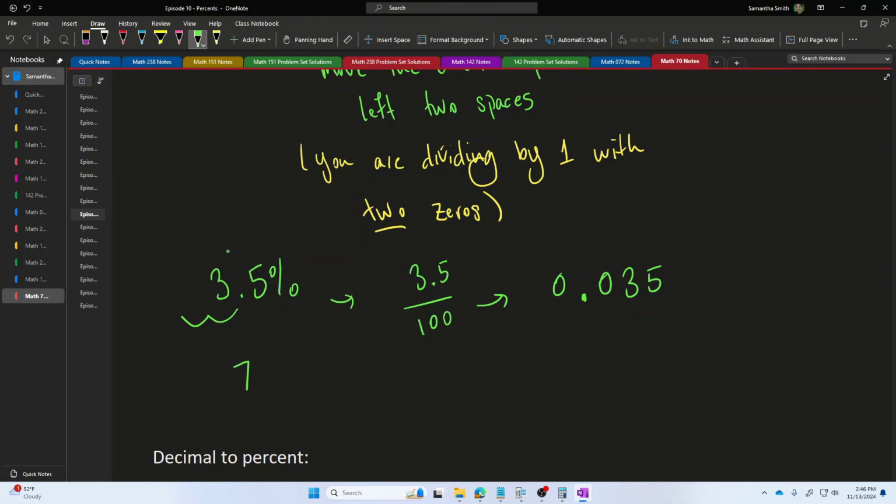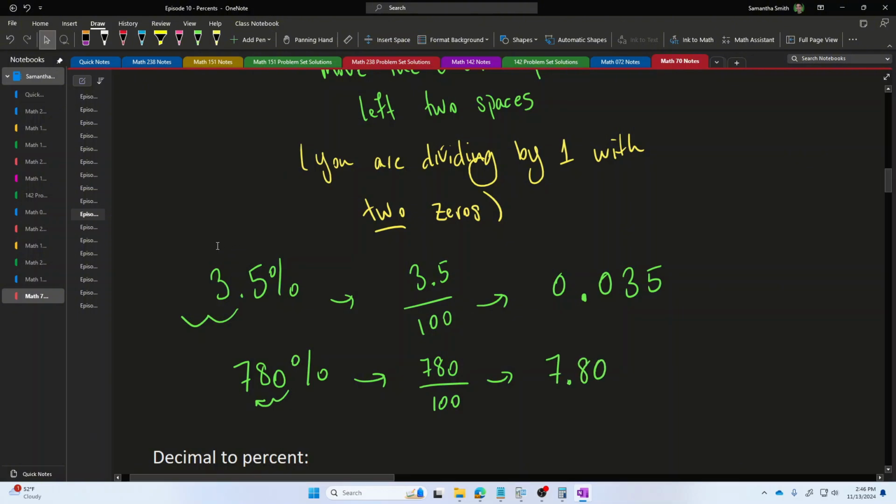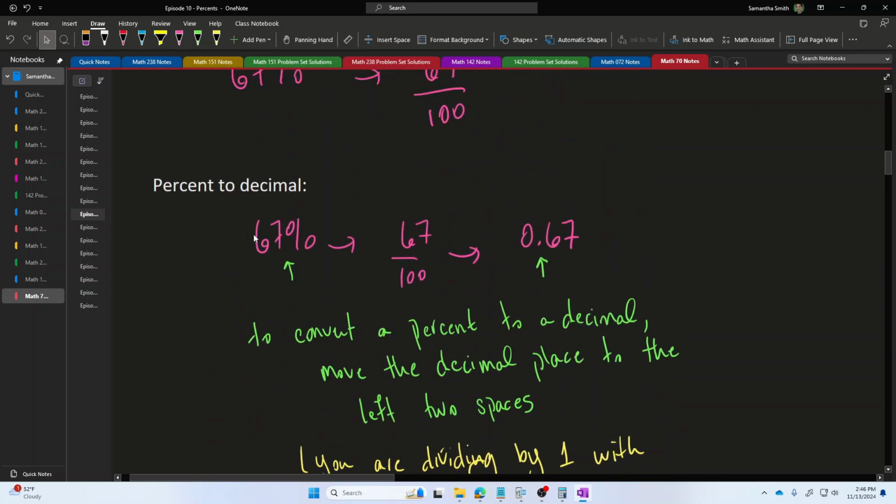Or if somebody said, I'm thinking about 780%, and I want to convert that to a decimal, then that's equivalent to 780 divided by 100, 780 out of 100, which would be equivalent to if I moved the decimal place 2 units to the left and I got 7.80. Converting a percent to a decimal, move the decimal place 2 units to the left.